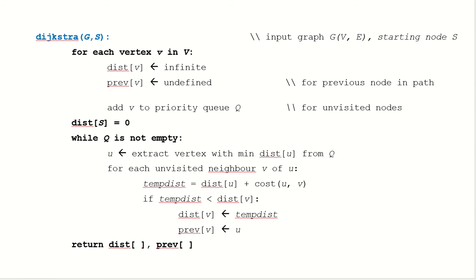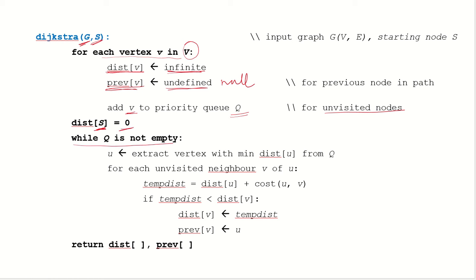So this is the pseudocode for Dijkstra, where we have an input graph G and a source vertex which is S. Now for every vertex in this set of vertices V, we maintain a distance array and we initialize all nodes to infinite because the distance is currently unknown. We also maintain a previous array which we initialize to possibly null. We will add all the vertices V to a priority queue because we are maintaining this queue for all the unvisited nodes. Now for the source vertex, we will mark the distance as 0.